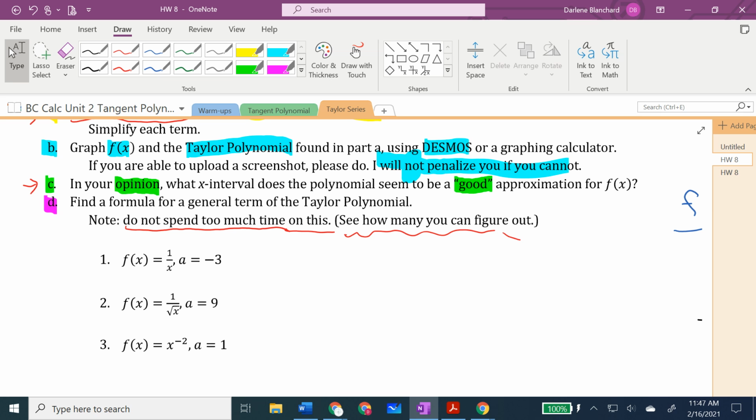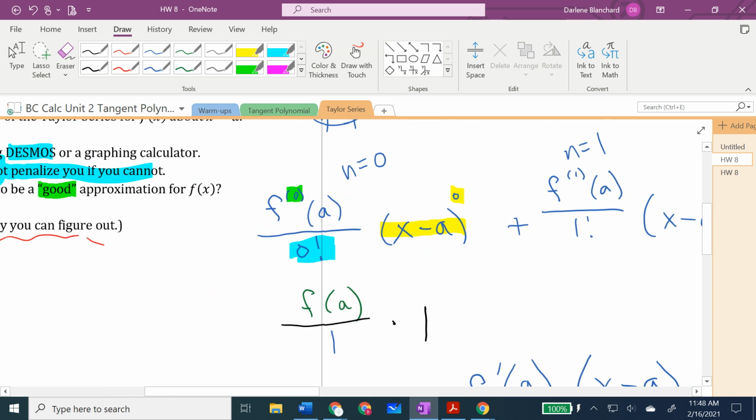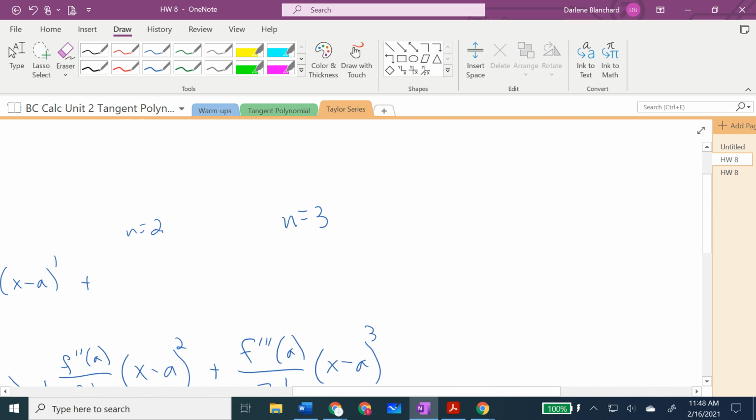So this is the problem we're doing together. We're doing part A right now, and I'm going to talk you through an organized way to get through this problem. I'm going to move my screen over so it's 1 over x, center is negative 3.